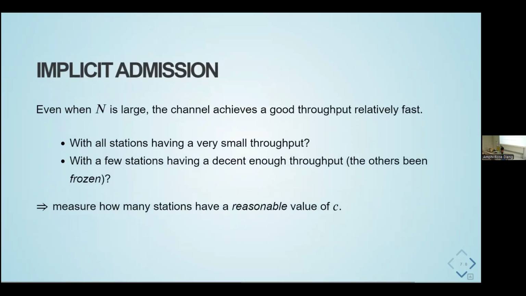So we have a channel that is used, but the question is how it is used exactly. Do all the stations have the same bit rate always, which will be very small, just because you divide by n? Or do we have a skewed distribution with a few stations having a big enough transmission rate and all others having almost nothing? To do that, we measured the number of stations that have a reasonable parameter C, say C less than 4. That means they can speak relatively fast enough. And because we have a goodput, they can have a good enough transmission rate.